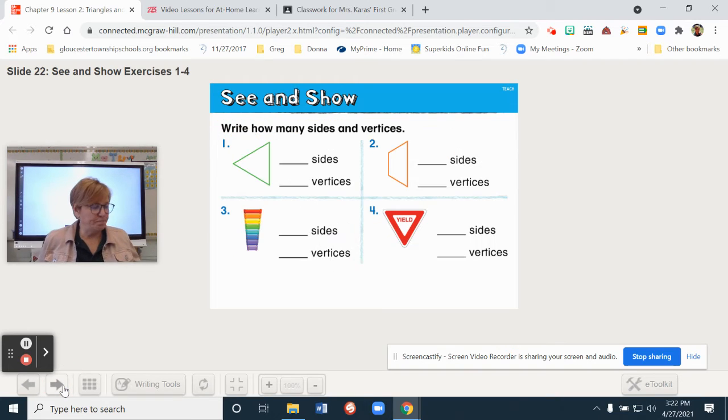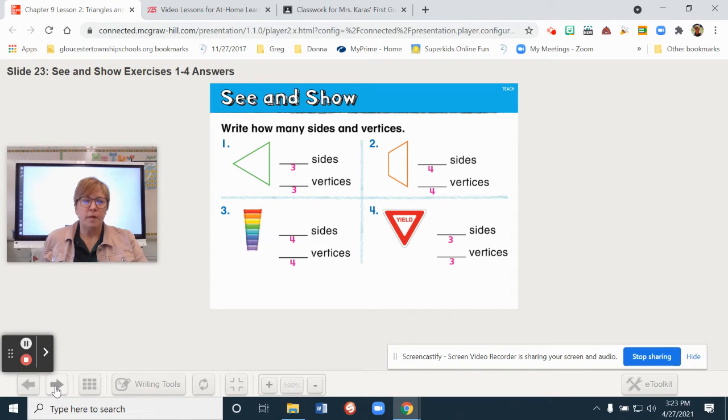Okay, let's continue. All right, now we're going to look at each of these shapes, okay? And I'd like you to pause and then count how many sides, how many vertices, all right? Okay, let's check. Let's look first and see what shape is this? Triangle, very good. How many sides, how many vertices? And then what shape is this? Trapezoid, right. Now look at this one. That's a xylophone. Never thought of a xylophone as this particular shape. What side is that? And then the yield sign. And here we are with our answers.